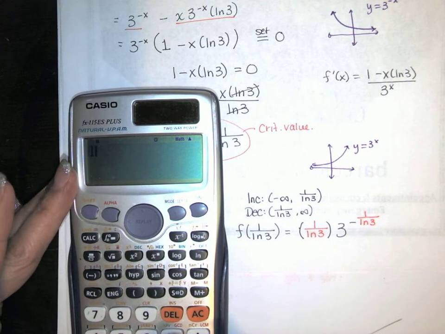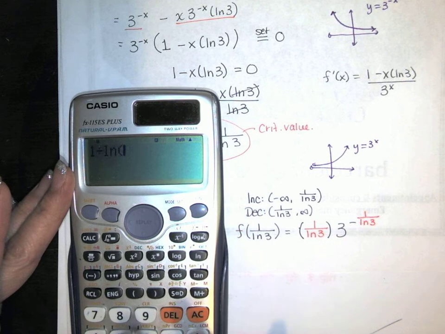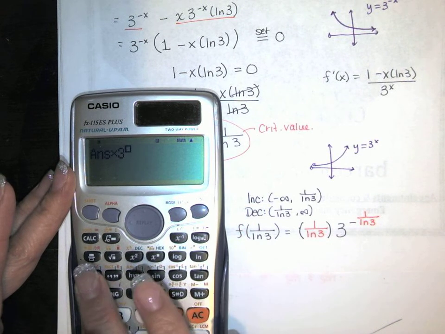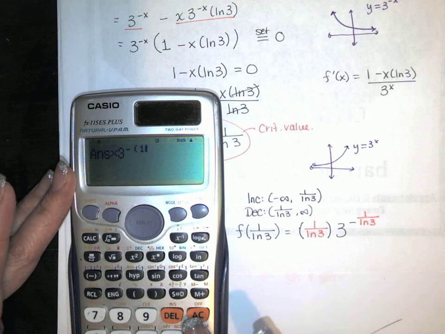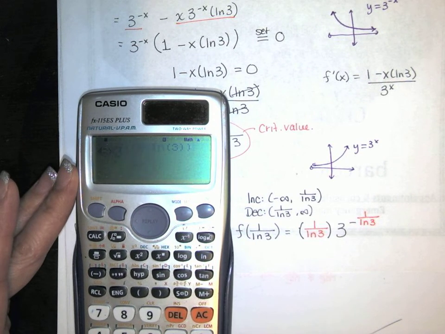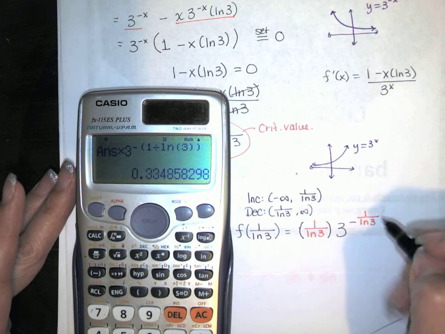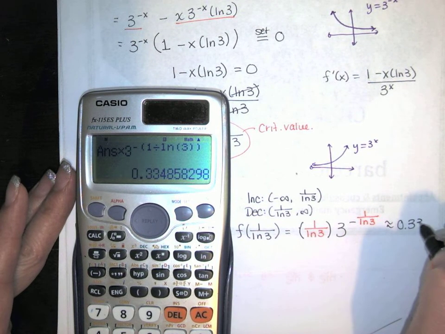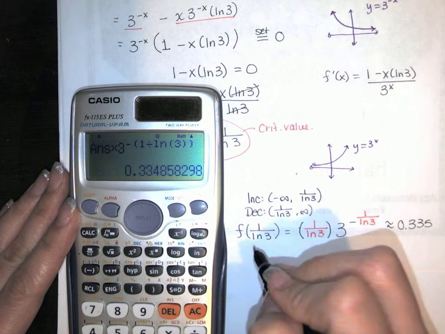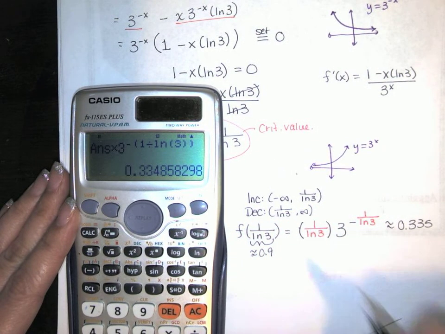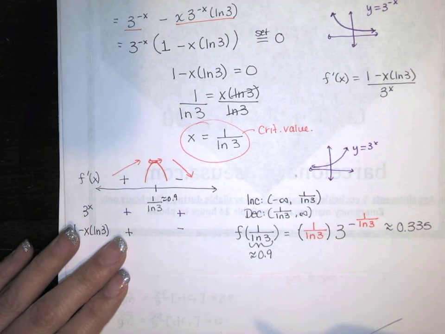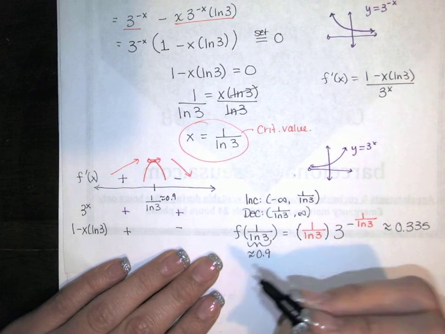And let's get a decimal approximation for that. We've got 1 over natural log of 3 times 3 raised to the negative, open parentheses, 1 divided by natural log of 3, close parentheses for the natural log, close parentheses for the exponent. And we get about 0.335. It's not the exact answer, that's exact, but this gives me a better sense of what's going on. And this is about 0.9. So at about 0.9, the y value is about 0.335. This is a relative max by the first derivative test.